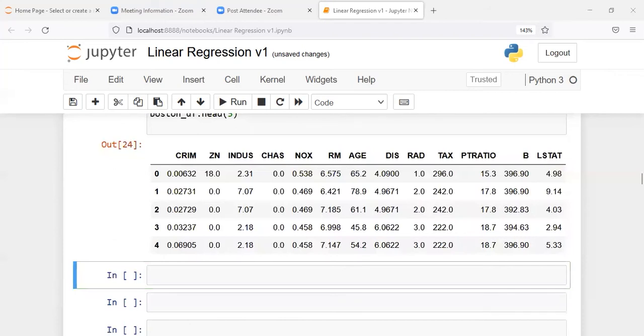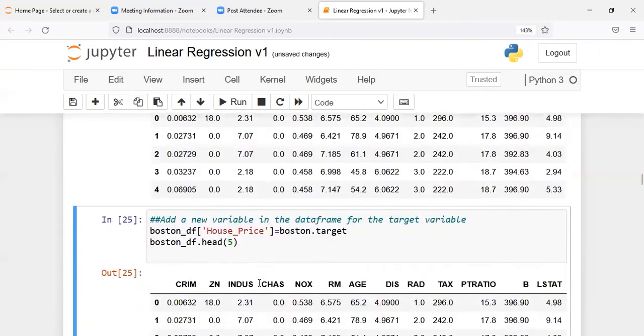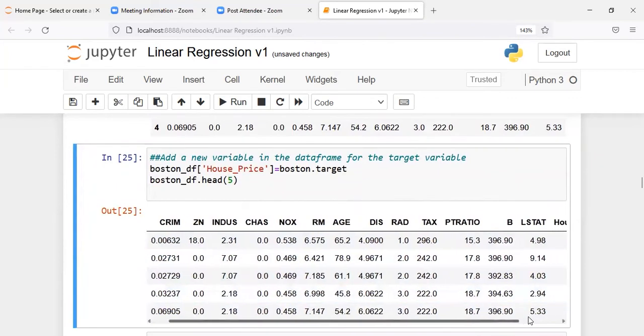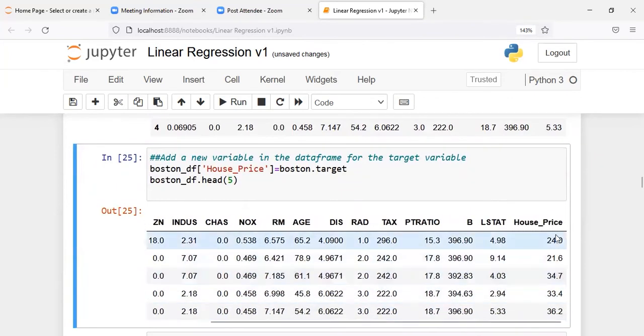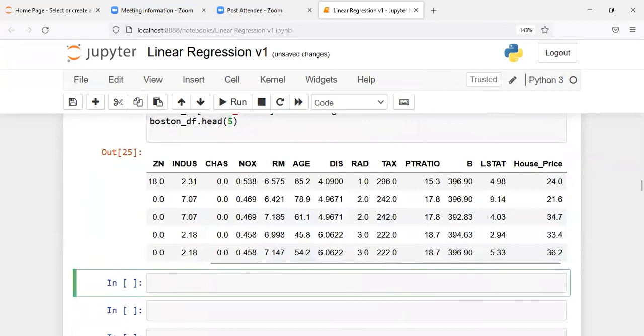Moving on, what is the next step after this? We would like to add the dependent variable in this particular data set. The dependent variable is housing price. So let me go ahead and execute the housing price. You have the list of variables, and as I scroll to the extreme right side, the last variable that you see is the housing price. So housing price is the variable which I will be using as the dependent variable to build a regression model. The rest of the variables will be acting as the independent variables.